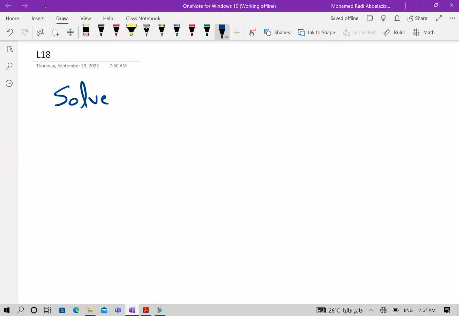How to solve the equation sin x is equal to 0.5, where x is greater than or equal to 0 and less than or equal to 360. There are 4 steps to solve any trigonometric equation.